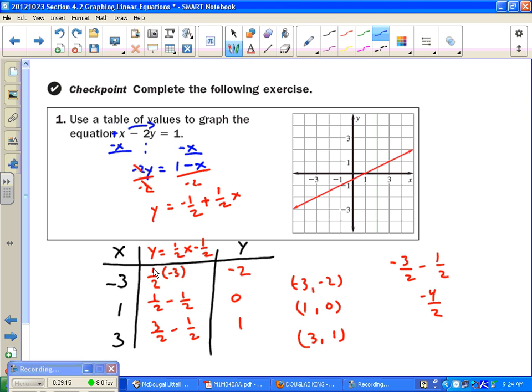This tells you to go to the left 3 times and down twice. So from the origin to the left, 1, 2, 3, and down 1, 2. There's your first point. This one tells you to go right 1 time and not up at all. So to the right 1 time, there's your second point. And this one tells you to go to the right 3 times and up once. So over 1, 2, 3, and up once for your third point. And then you just connect the dots.